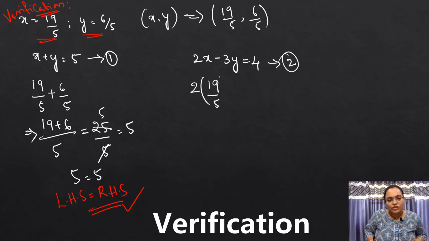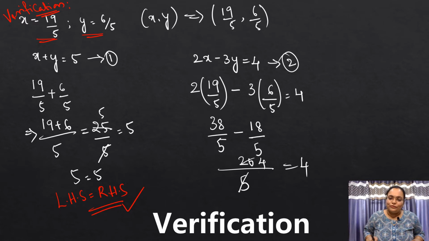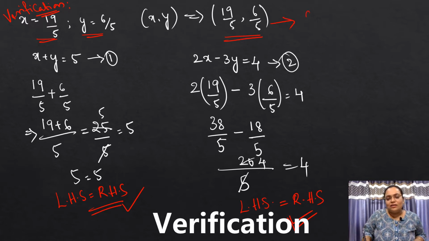Now let us substitute the values in the second equation. This is 38 by 5 minus 18 by 5, which is 38 minus 18 is 20. So 5 fours are 20, giving 4 equals 4. So this is also LHS equals RHS. So this x and y is the solution of the given pair of linear equations. Okay, clear?